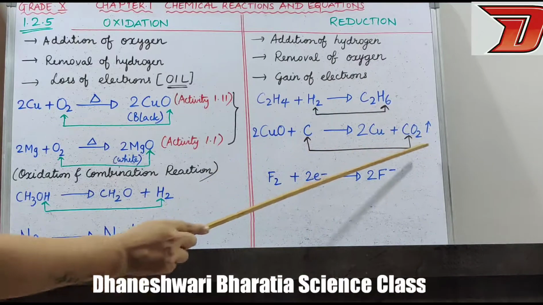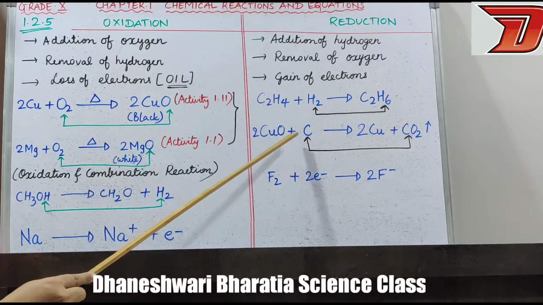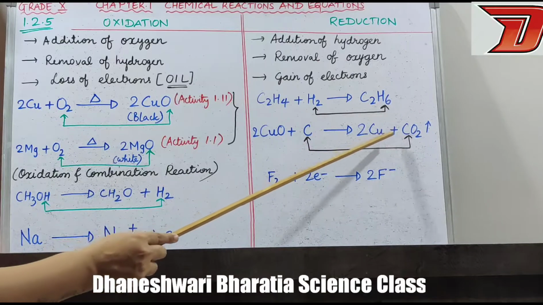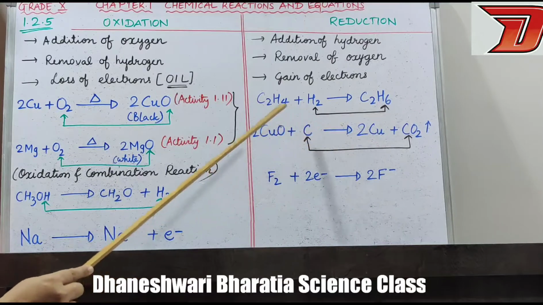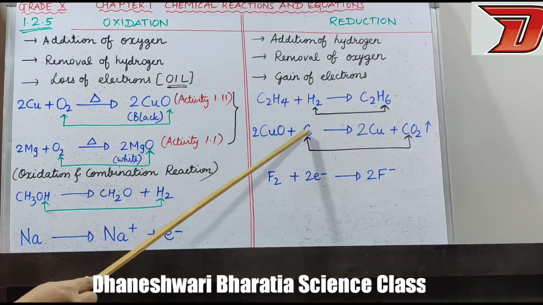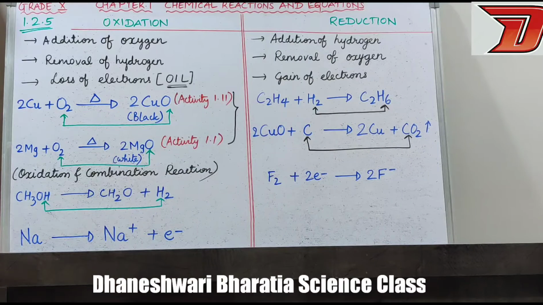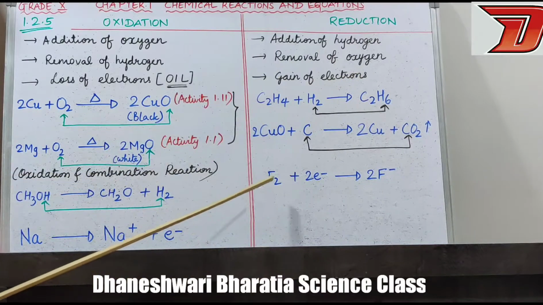Now here, removal of oxygen: you can see when copper oxide reacts with carbon, copper will be released, or I can say copper will be separated, and this oxygen will get combined with carbon and evaporate in the form of carbon dioxide. Understood?